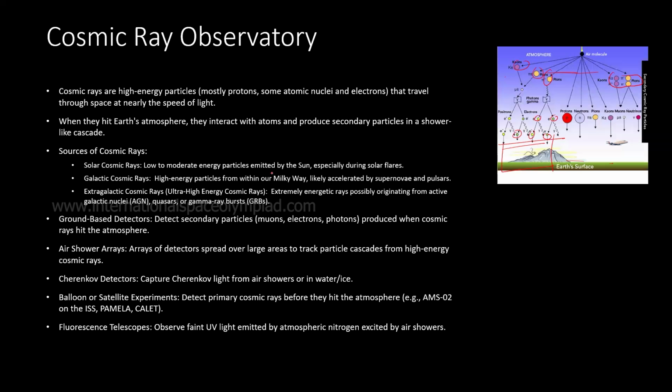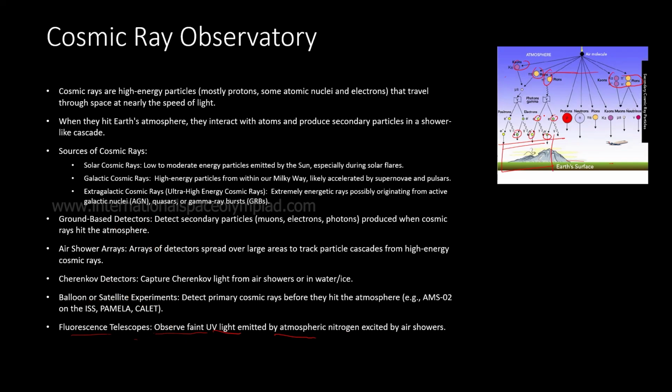These particles can be detected on the surface of Earth, and that is how we study cosmic rays. We are not directly detecting them here, but there are direct detectors, even on the International Space Station or in some balloon experiments. Usually all the ground-based observatories detect the secondary cosmic rays. Then air showers; again, Cherenkov detectors will be there. Balloon or satellite experiments. Then fluorescent telescopes are there, which can observe the faint UV light emitted by atmospheric nitrogen.